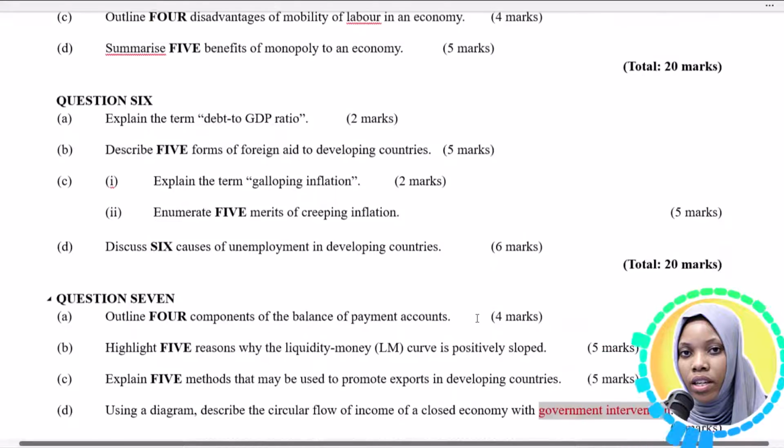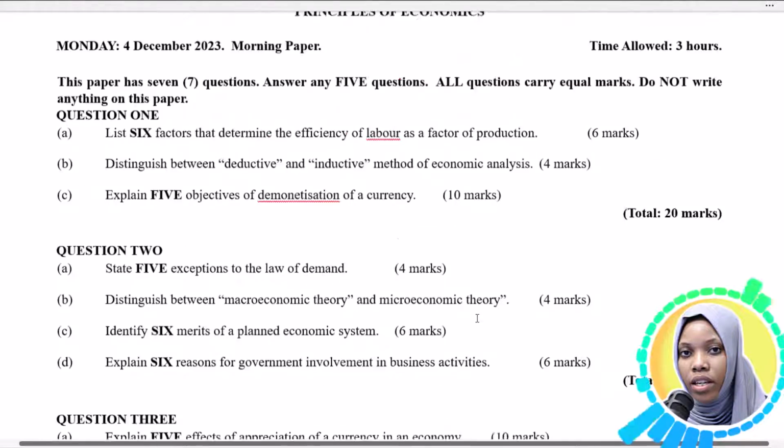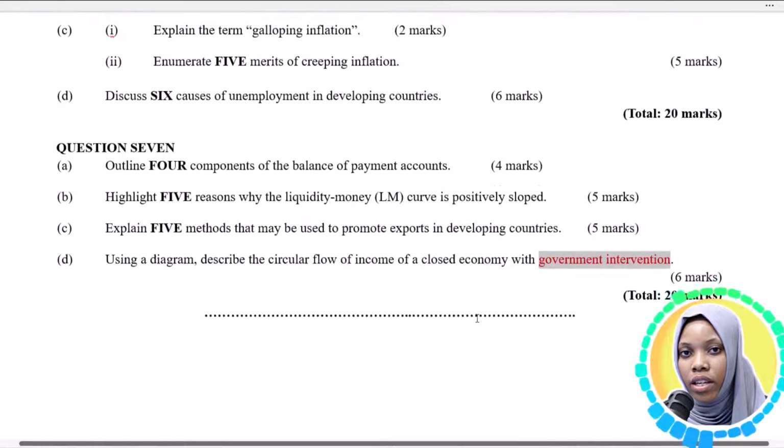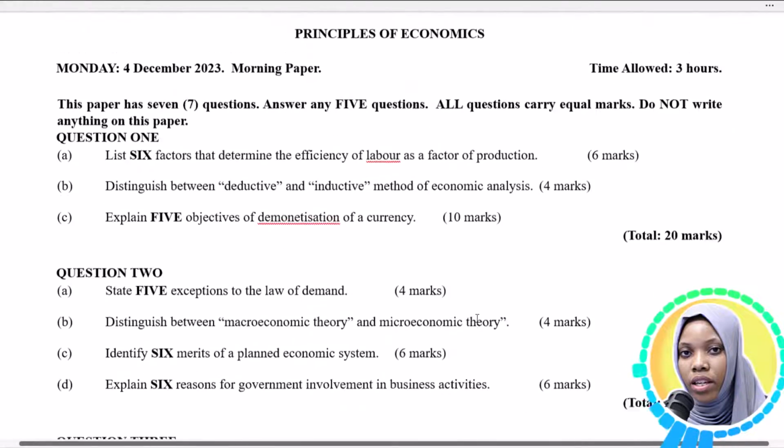Thank you. That is the end of our past paper, December 2023, and we have solved all the questions.